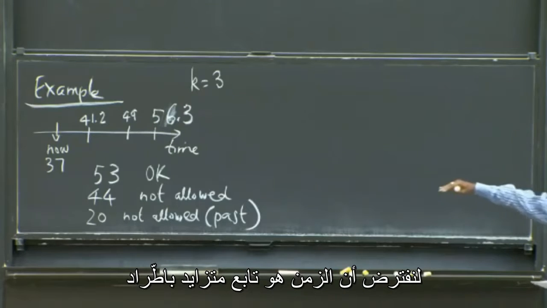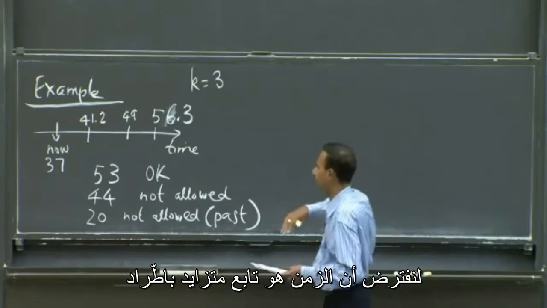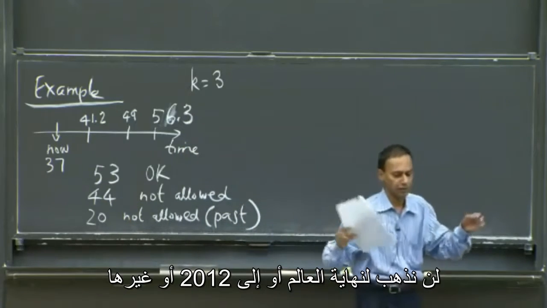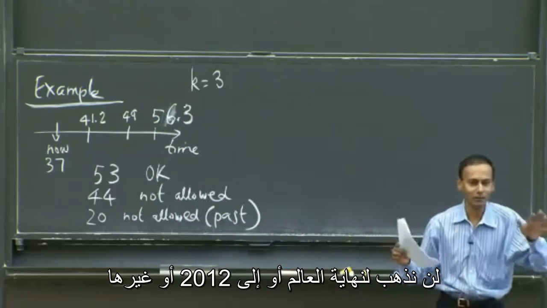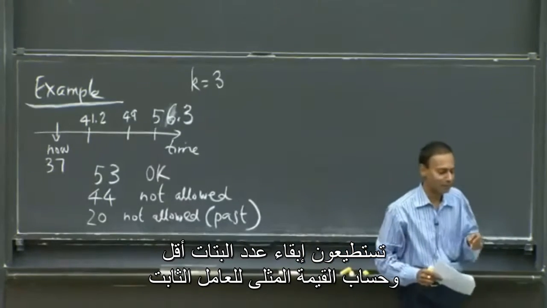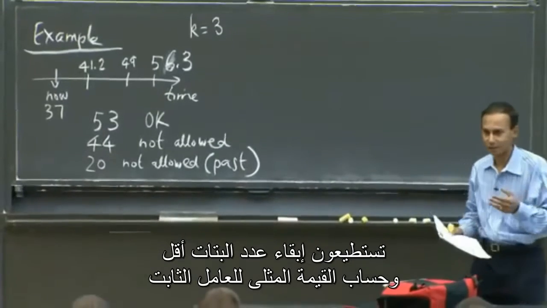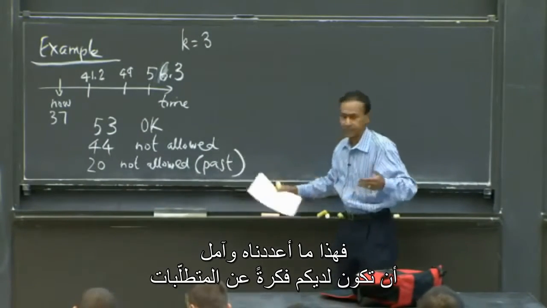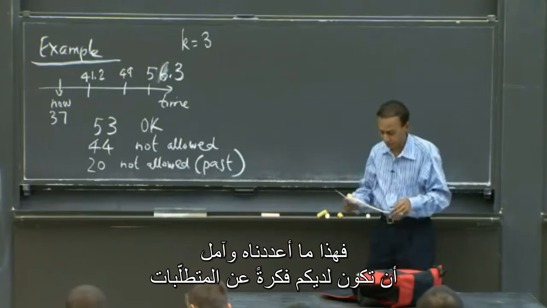Let's assume that time is a monotonically increasing function. You have a 64-bit number. You can go to the end of the world, or 2012, or whatever you want. So you can keep the number of bits smaller and do a little constant factor optimization, I guess. So that's sort of the setup, and hopefully you get a sense of what the requirements are.